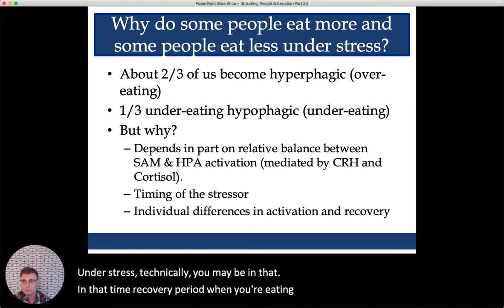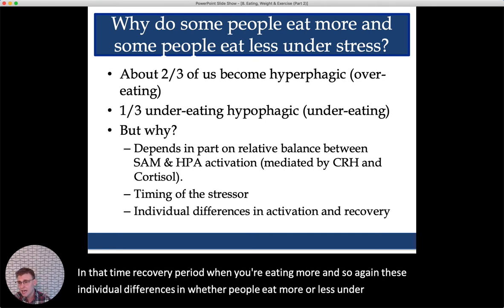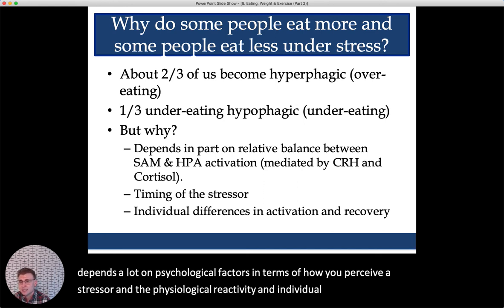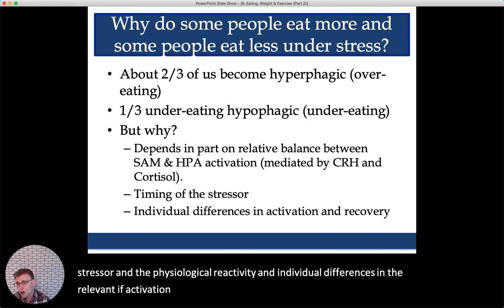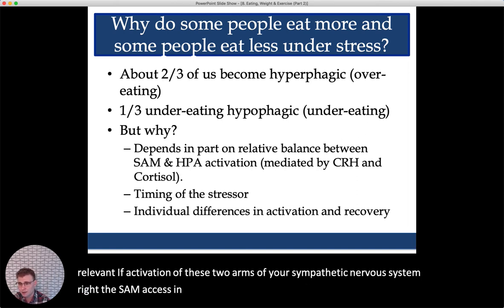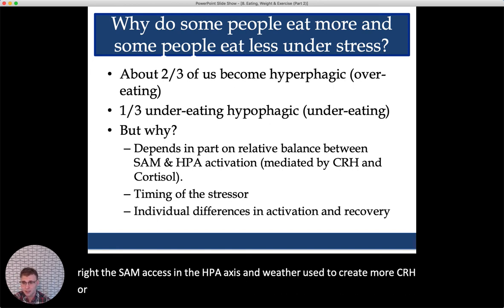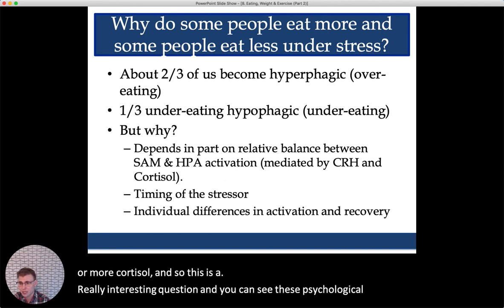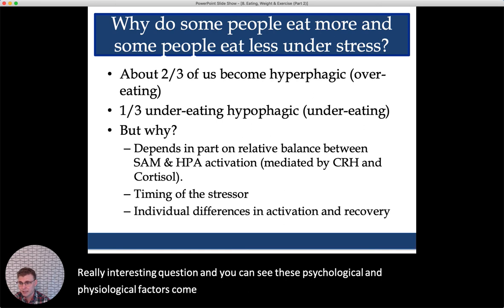And so, again, these individual differences in whether people eat more or less under stress really depends a lot on psychological factors in terms of how you perceive a stressor, and the physiological reactivity and individual differences in the relative activation of these two arms of your sympathetic nervous system, right? The SAM axis and the HPA axis, and whether you secrete more CRH or more cortisol. And so this is a really interesting question. You can see these psychological and physiological factors come together here in determining this.